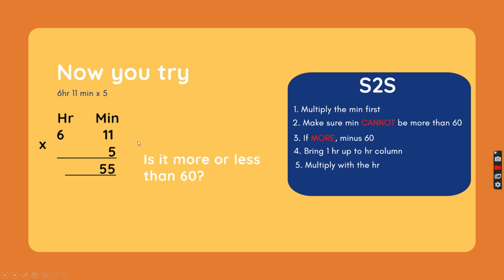And then ask yourself, is it more or less than 60? If it's more, what do you do? If it's less, then what do you do? You should be getting 30 hours 55 minutes.